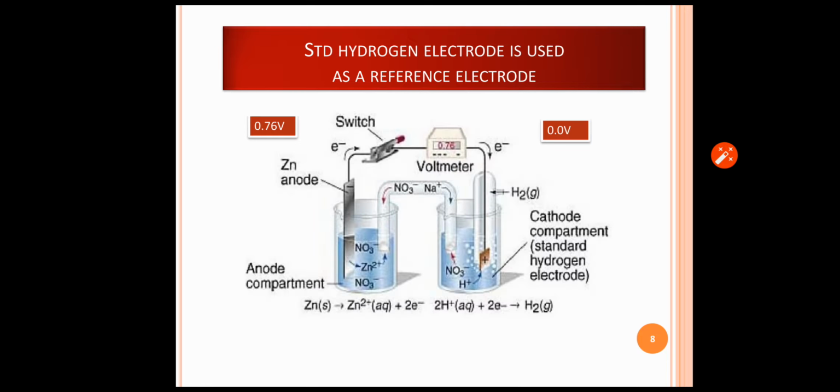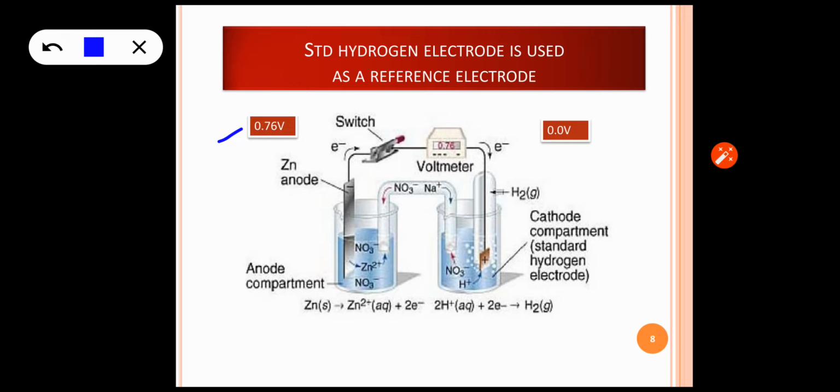And in this example, the standard hydrogen electrode is connected to the zinc electrode. And since zinc has the negative reduction potential, it easily undergoes oxidation, whereas the standard hydrogen electrode is taken as cathode because it easily undergoes reduction.